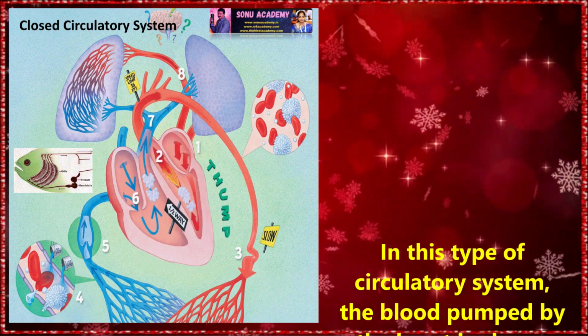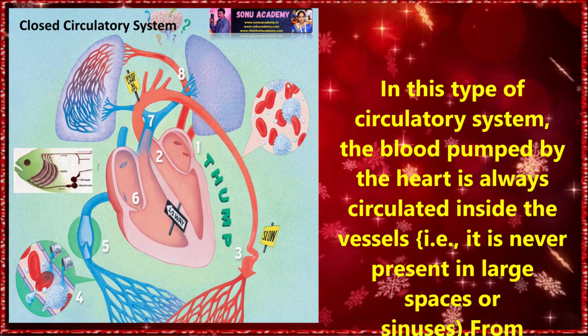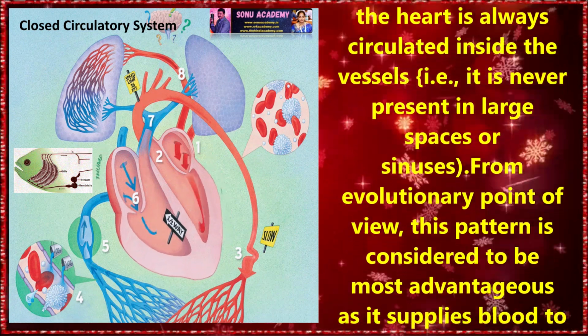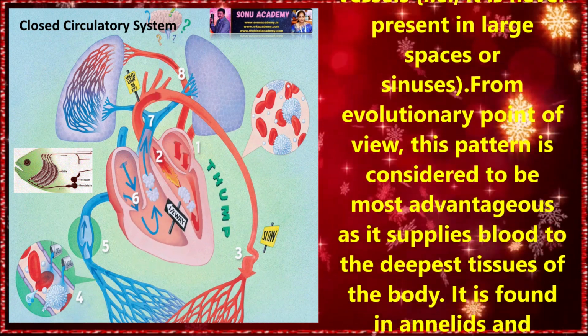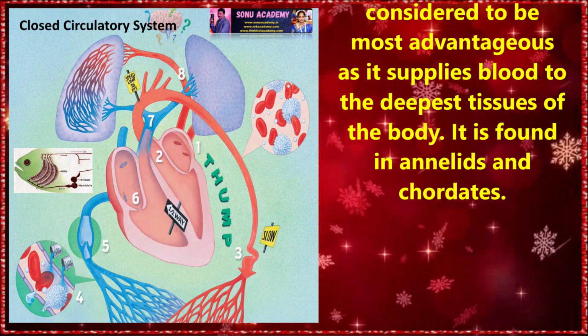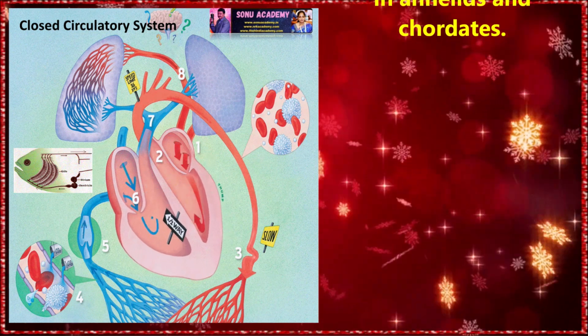Closed circulatory system. In this type of circulatory system, the blood pumped by the heart is always circulated inside the vessels. From an evolutionary point of view, this pattern is considered to be the most advantageous as it supplies blood to the deepest tissues of the body, and it is found in annelids and chordates.